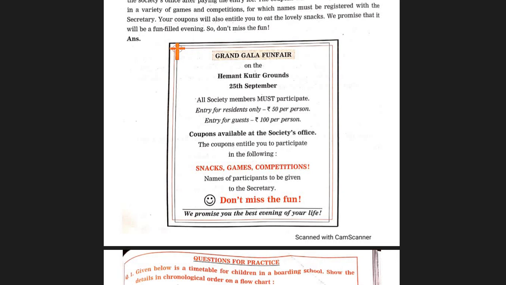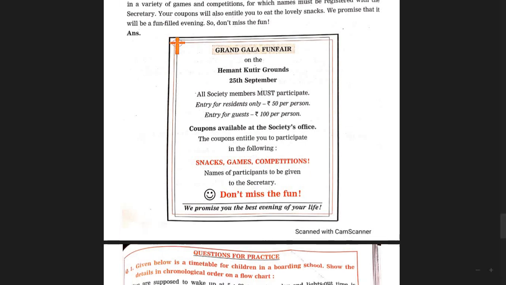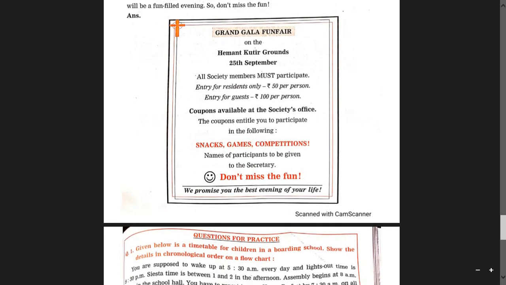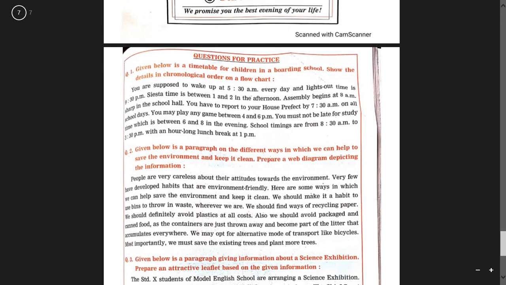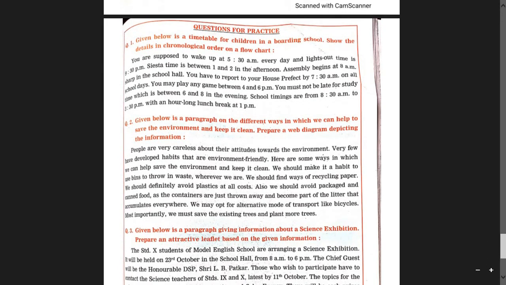And then where to go for the coupons? Again, the address is shown. Again, it is answering all WH type of questions. Then what about snacks, games and competitions and all that. Moreover, see the way of inviting. Don't miss the fun. We promise you the best evening of your life. How nice. And then students, here are some practice questions for you.